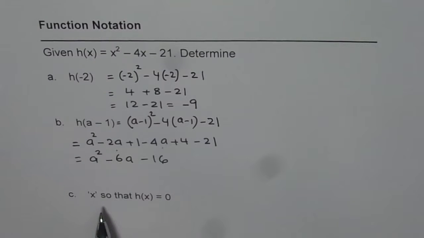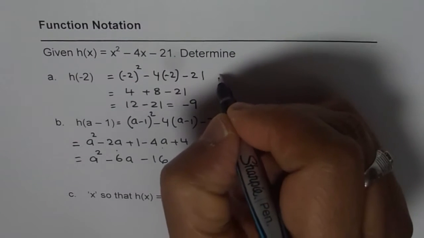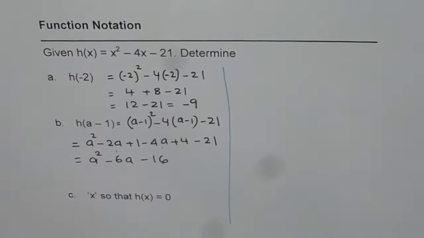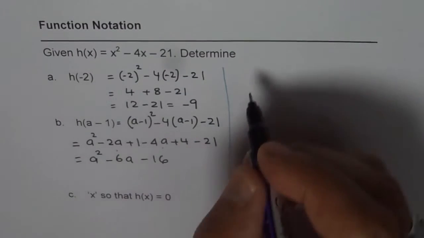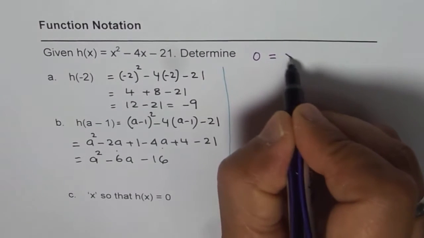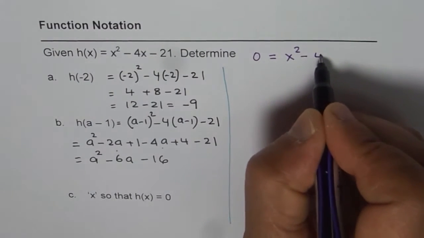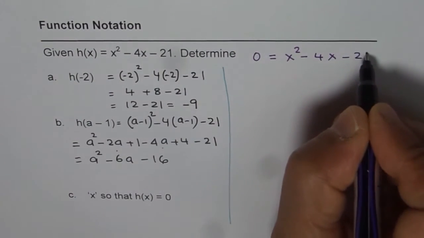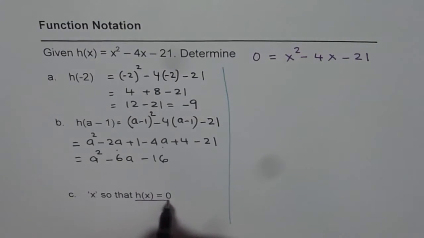The last question is, you have to find the value of x so that h of x is 0. So we need to find x so that h of x equals 0. That is to say, the equation now becomes 0 equals x squared minus 4x minus 21. We need to find the value of x.